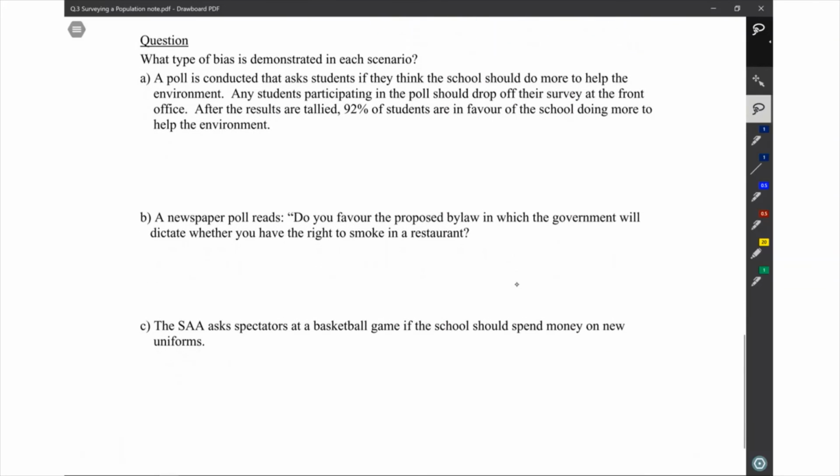What kind of bias is demonstrated in each of these scenarios? So first, we have a poll conducted to ask students if they think the school should do more to help the environment. Any students participating in the poll should drop off their survey at the front office. After the results are tallied, 92% of students are in favor of the school doing more to help the environment.